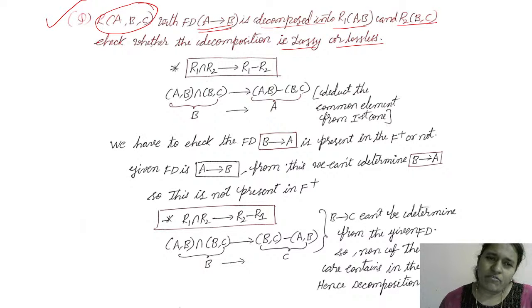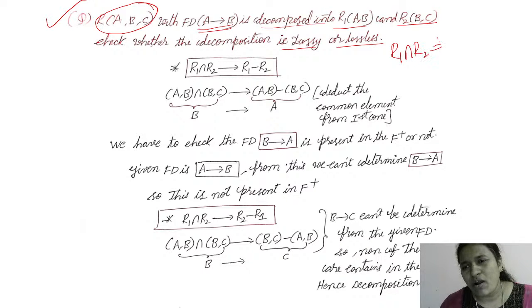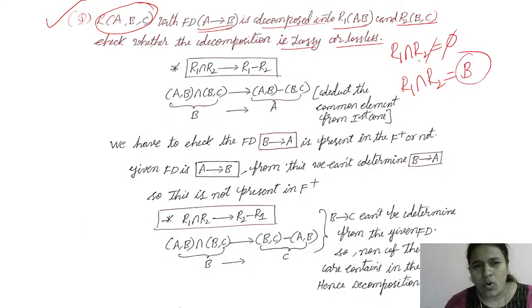First of all, what we have to see, R1 intersection R2 should not be equal to phi. That means R1 intersection R2 is some common attribute. Here, what is the common attribute of R1 intersection R2? B is the common attribute. Here see, (A, B) intersect (B, C). What is the intersection? B.